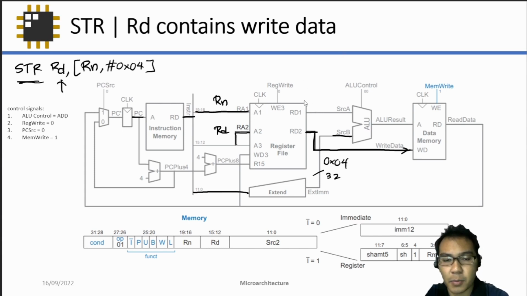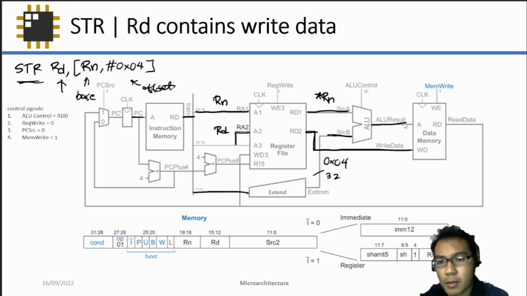So that's how we use, say, Rn, and then we put the RD. We put it into write data because that's where the data comes from. Rn, on the other hand, is passed here. So this is the data that's inside Rn, and we add it to 0x04. So if you remember, this is called the base. This is called the offset. So what we're doing right here is base plus offset, and now that goes out into the ALU result. Now, that's the address that we're writing into in data memory.